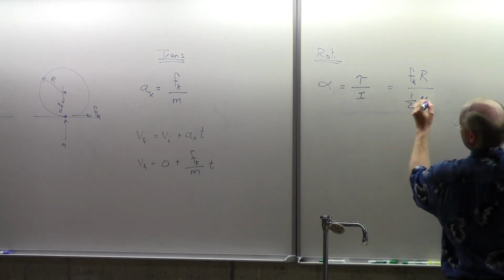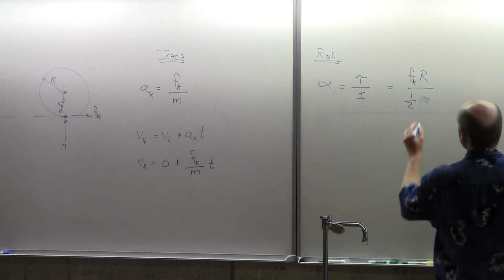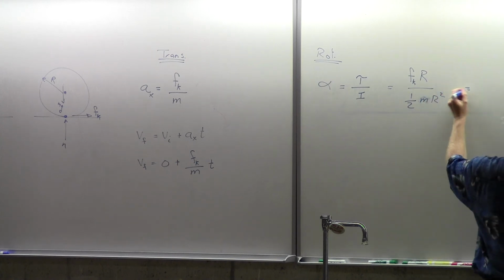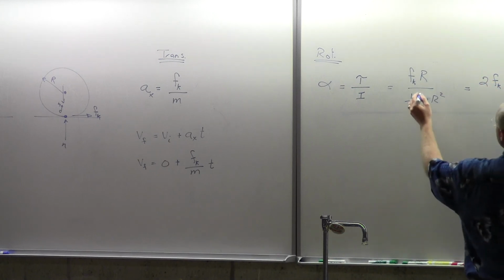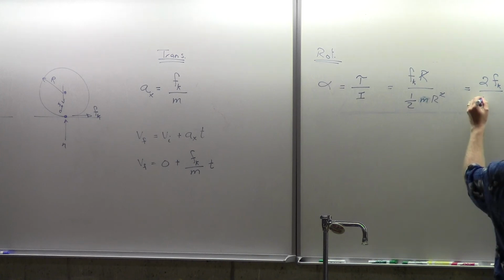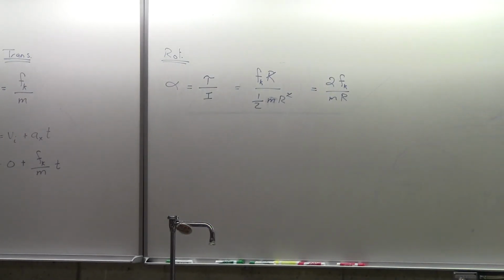1/2. Let me use the same m. Did I use a capital or a lowercase? Okay, m r squared. So if we simplify this a little bit, we can put the 2 upstairs and cancel one of the r's. And so there would be my equation for the angular velocity.